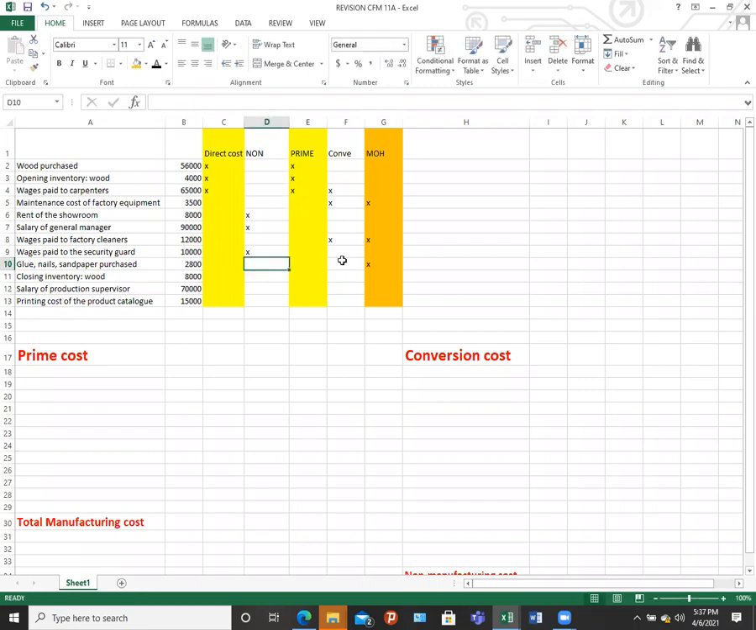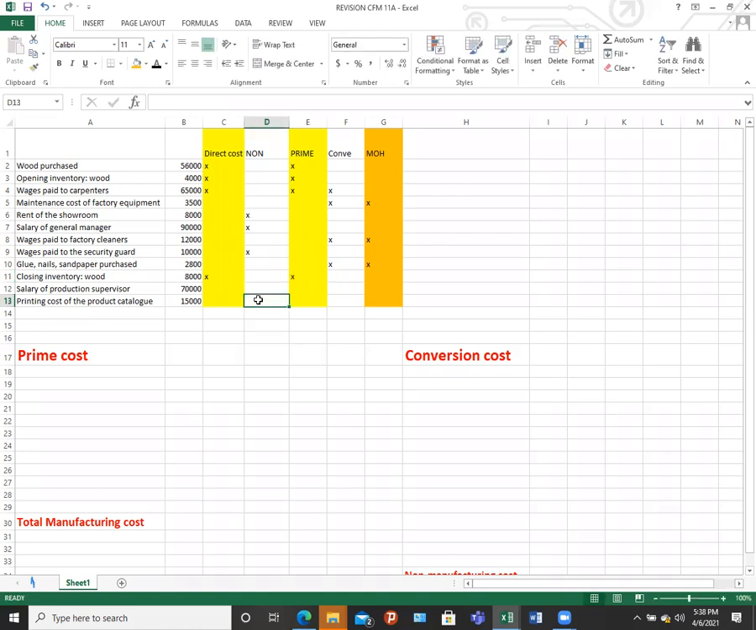It's manufacturing and is conversion. Closing inventory. Direct cost. And then is your price. Printing cost of the product catalogs. Non-manufacturing. This is none, guys.